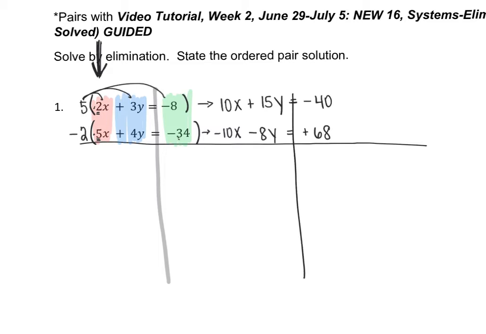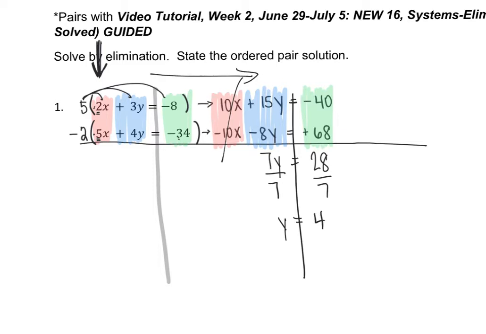Okay, again highlighting. Here's my red. Here's my blue. Here's my green. These zero out. Here I get 7y. Here I get 28. Divide both sides by 7. I get y equals 4. Everything is the same after this first step, going across.